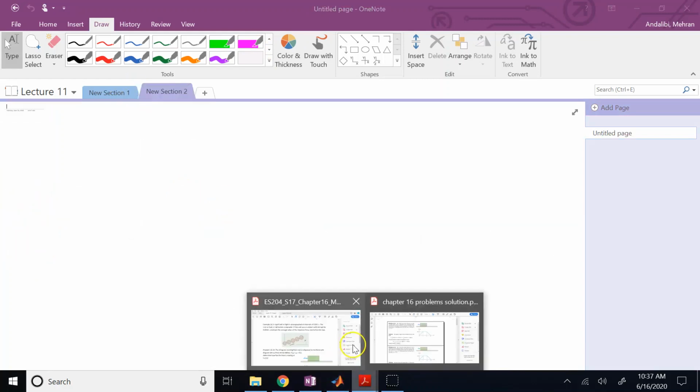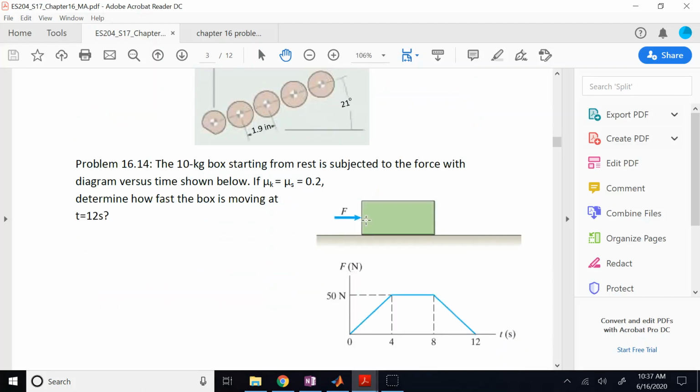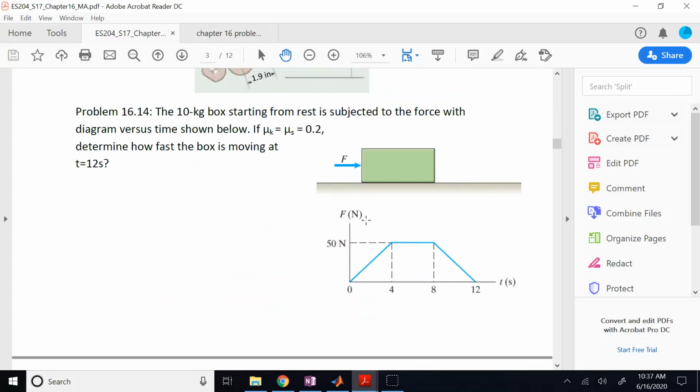Okay, so we looked at this example. Let's look at one more example. And then during the class time, depending on the time, we go over more problems and make sure that you got this topic very well.